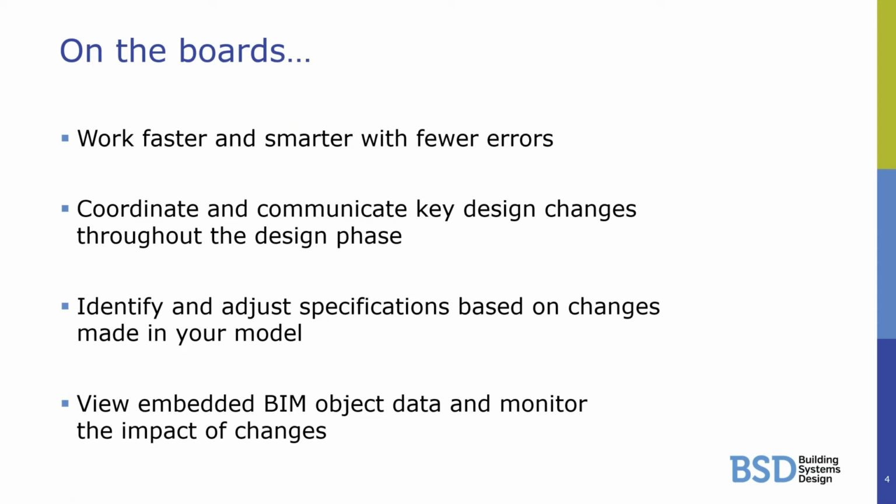Here's what we're going to cover in today's webinar. It's focused on the benefits of integrating BIM and specifications. Most important thing, we want to work faster and smarter with fewer errors. Another key point is coordinating and communicating key design changes throughout the design phase. It's also going to be important to identify and adjust specifications based on changes made in your models. We also want to think about viewing embedded BIM data from the objects and monitor the impact of those changes.